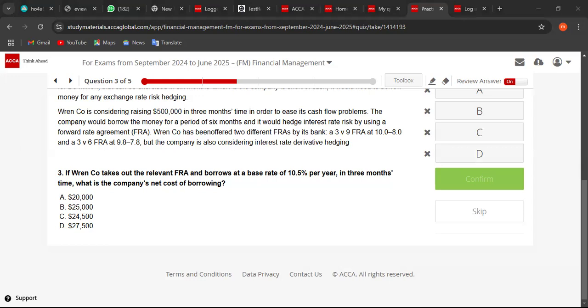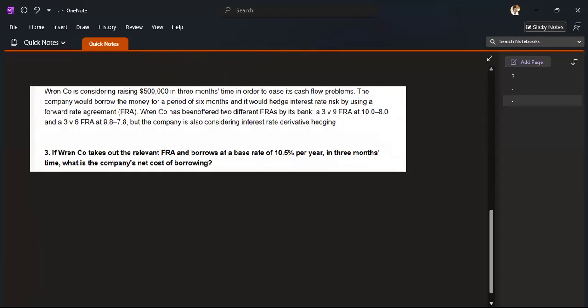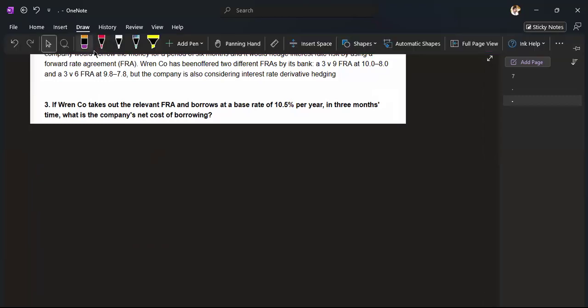Can you see the screen, guys? Can you see the screen?